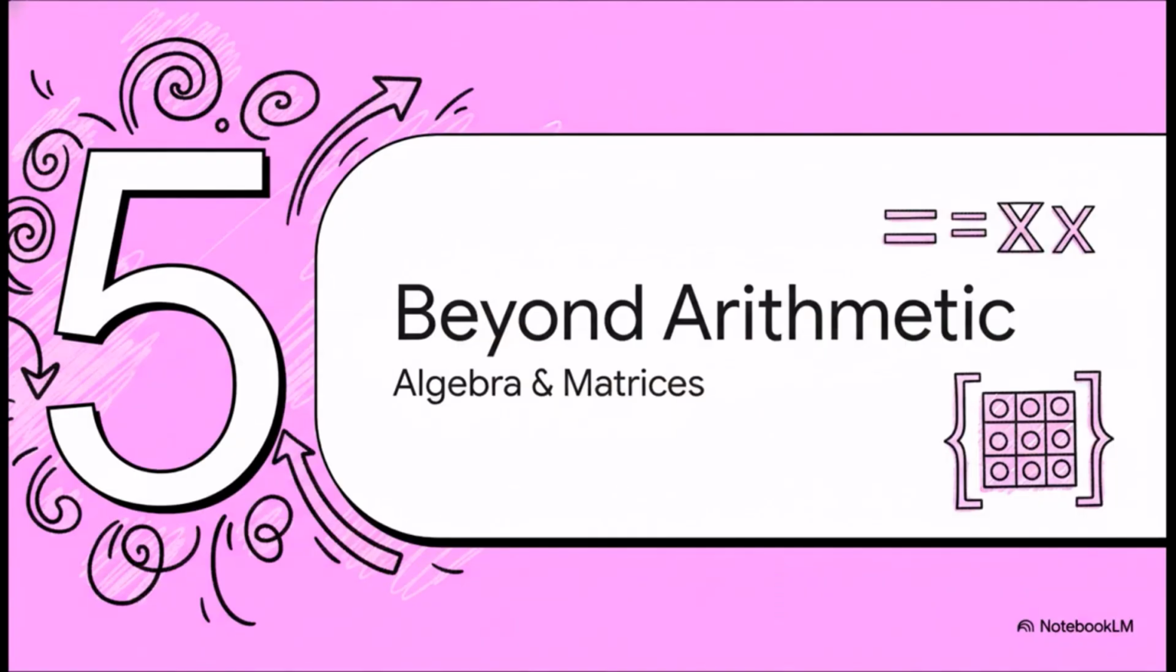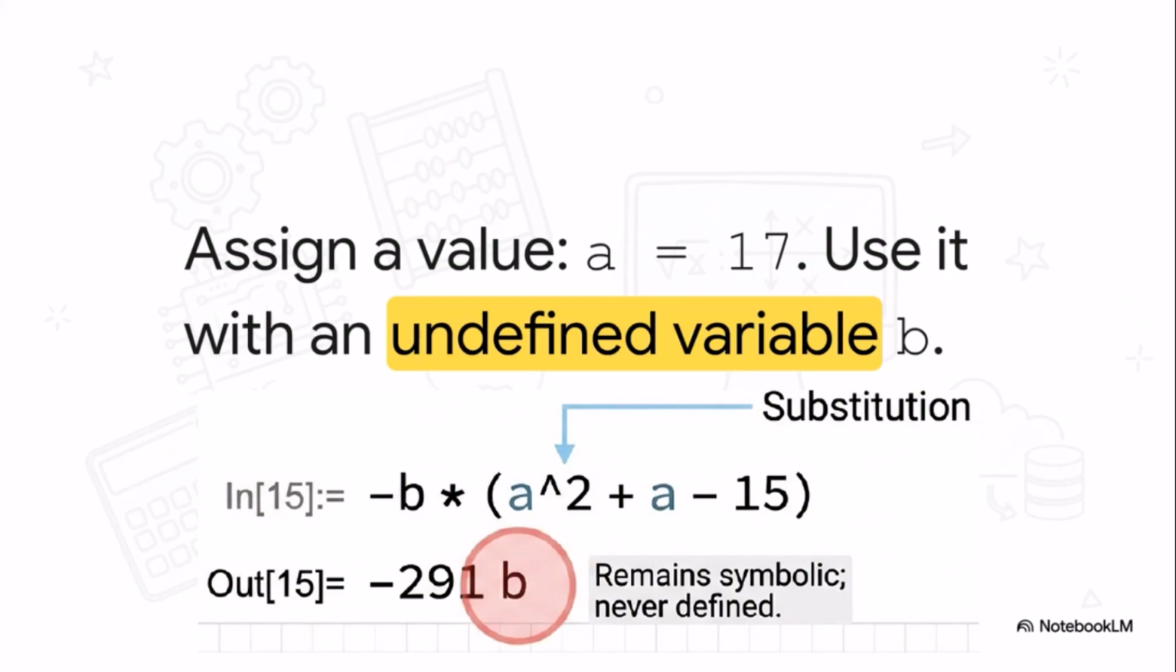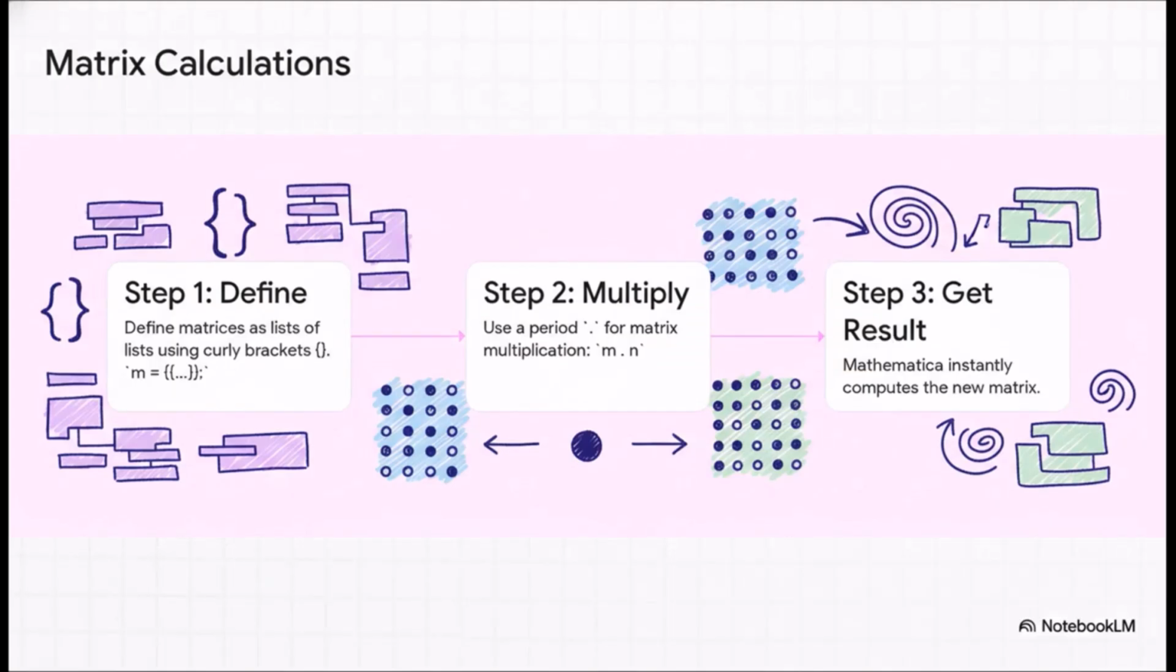Okay, so now let's move past basic arithmetic, because the real power of a CAS isn't just in the numbers, it's in handling algebra. Now, watch this. We can assign the value 17 to a variable, we'll call it a. Then we can use a in a totally new expression with another variable, b, that we haven't even defined yet. Mathematica just instantly plugs in the value, simplifies all the arithmetic, and gives us the final expression in terms of b. It is seamlessly blending numbers and symbols. It's doing real algebra. And it handles more advanced things like linear algebra with total ease. You define matrices as lists of lists, using those curly brackets we talked about. And then you can do operations like addition or, as you see here with the period, matrix multiplication, and you get the result just like that.